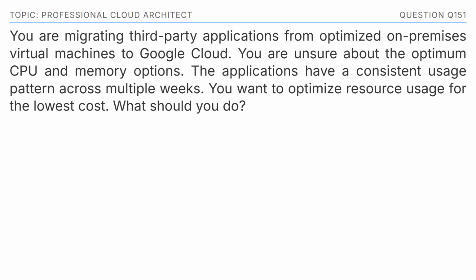You are migrating third-party applications from optimized on-premises virtual machines to Google Cloud. You are unsure about the optimum CPU and memory options. The applications have a consistent usage pattern across multiple weeks. You want to optimize resource usage for the lowest cost. What should you do?